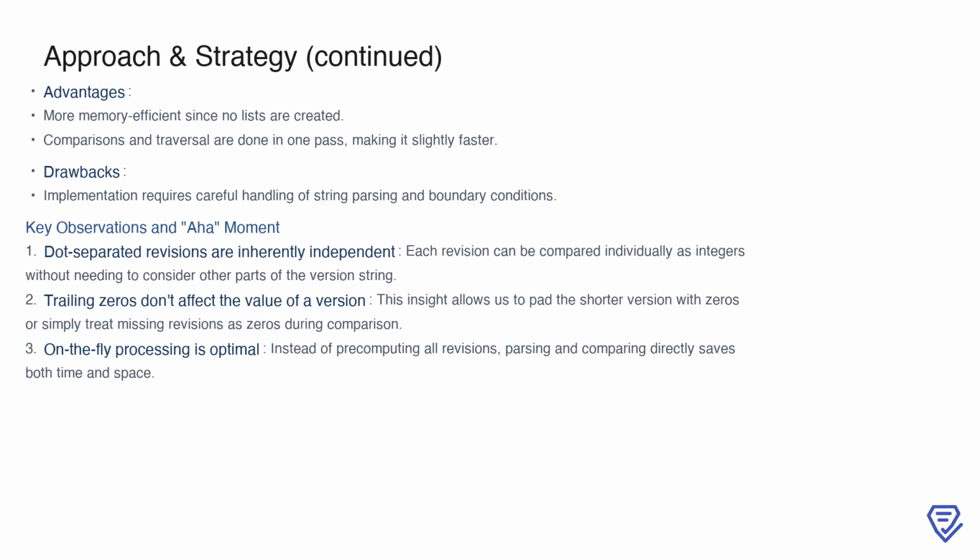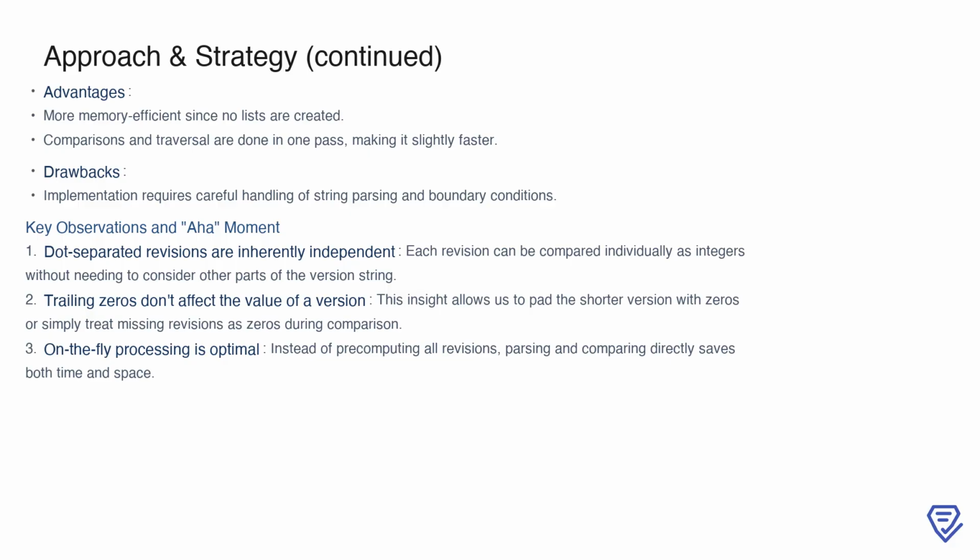The two-pointer approach has several advantages. First, it is far more memory efficient since we avoid creating intermediate lists for the revisions. Instead, all comparisons and traversals are conducted in a single pass, leading to improved performance. However, there are some challenges to consider. The implementation requires careful handling of string parsing and boundary conditions, such as ensuring proper behavior when one string runs out of revisions before the other.